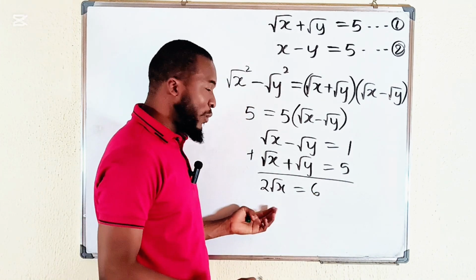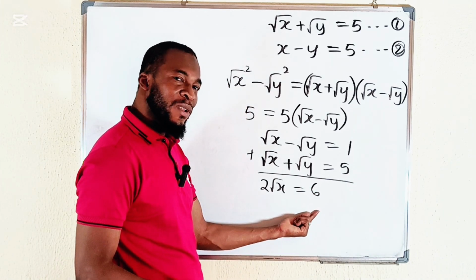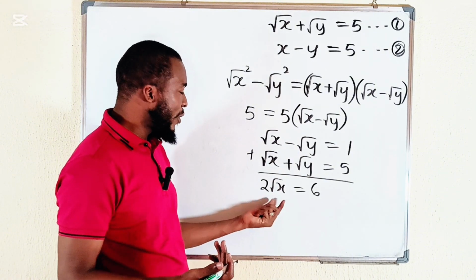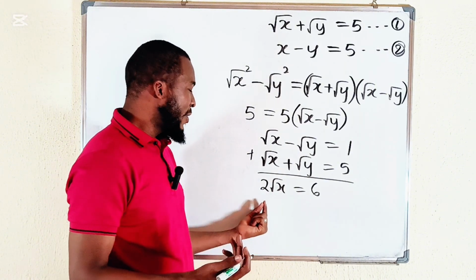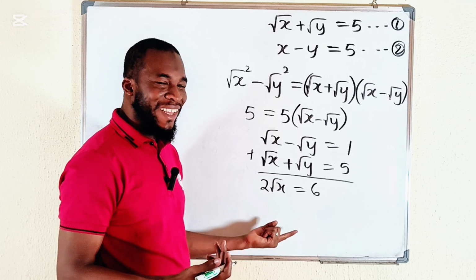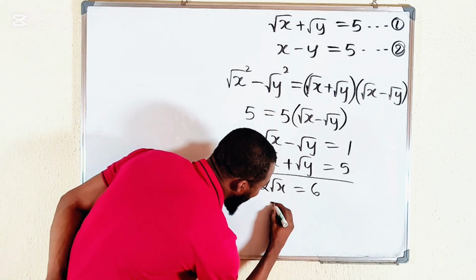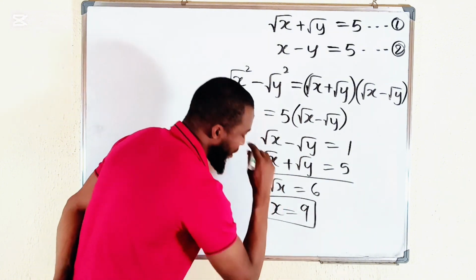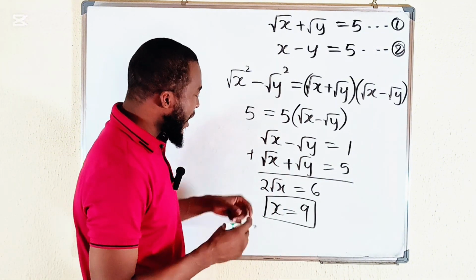Now to find x, we can divide both sides by 2 and square both sides. The moment you divide both sides by 2, you have square root of x equal to 3. You square both sides, you have x equal to 9. So x equals 9, my first solution. So how can we find the second one?